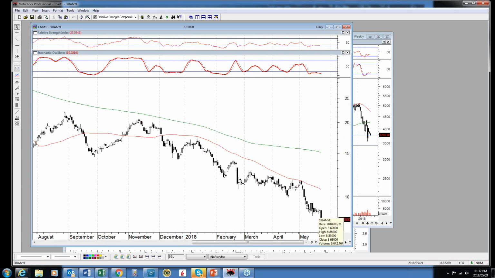Yeah, I can't get excited about Sibanya, I'm afraid, Alan. It's an awful looking technical setup, and there's no clear support in sight that I can see anytime soon. So I would steer well clear of it for the time being.